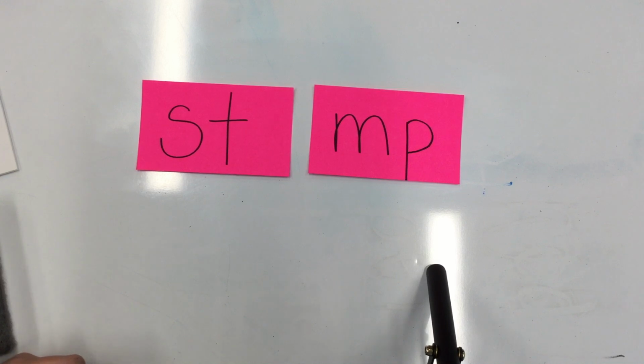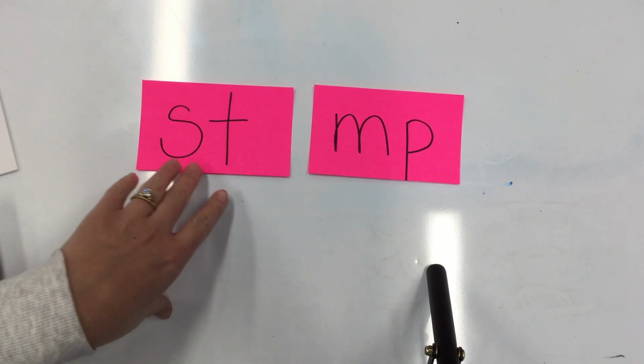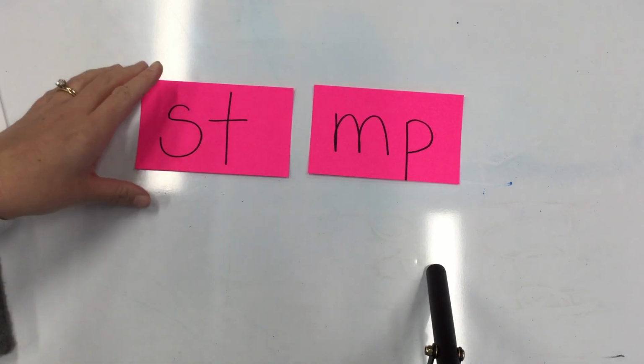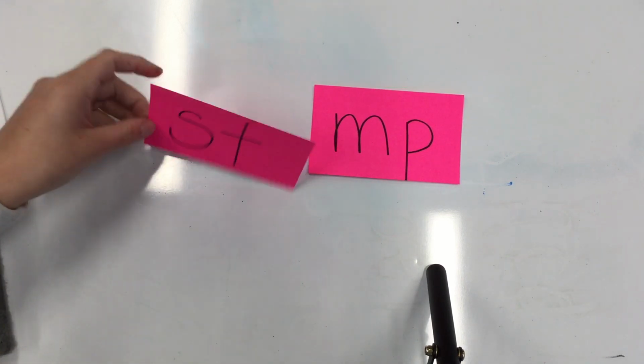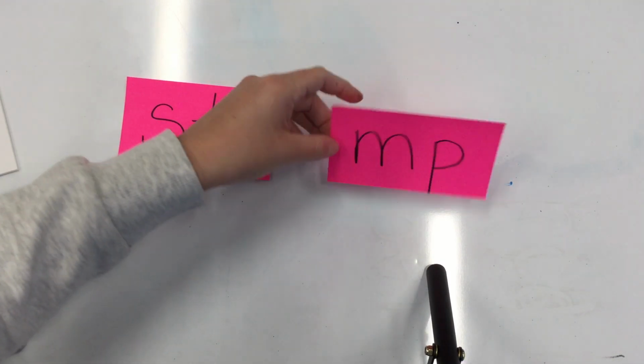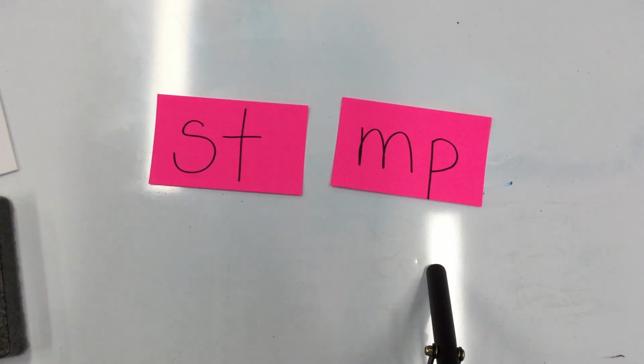All right, so what we're going to do is I'm going to call out some words, and you are going to listen to the end of those words and try to hear if you hear st or mp at the end of those words, okay? If you hear a word that has st at the end, you raise the ST card. If you hear a word that has mp at the end, raise your MP card, okay? So that we're listening for the sounds. That's all we're doing. All right.